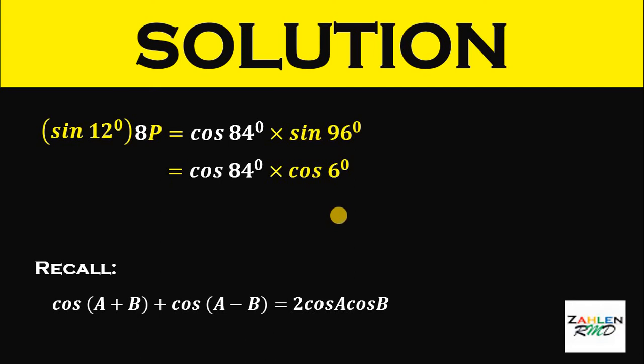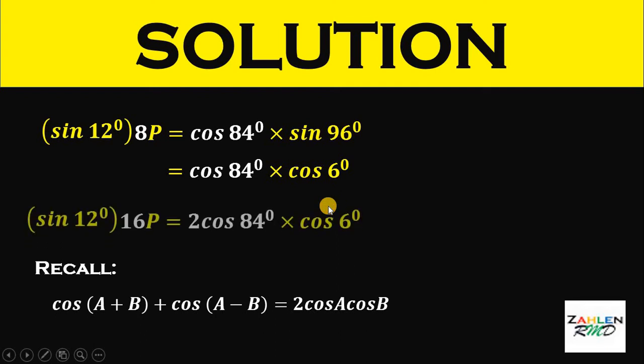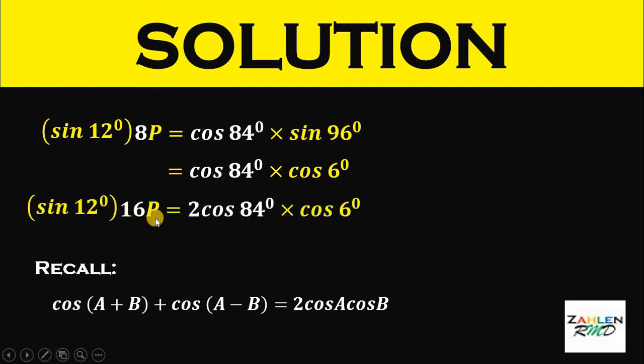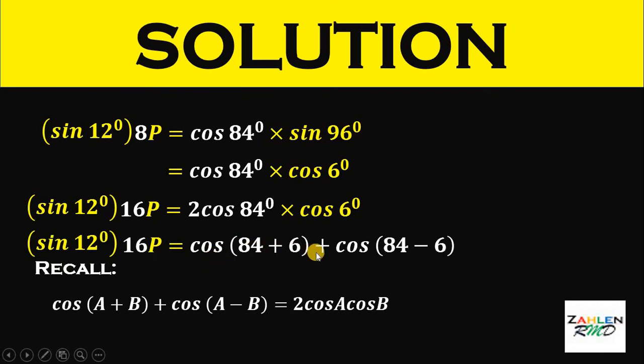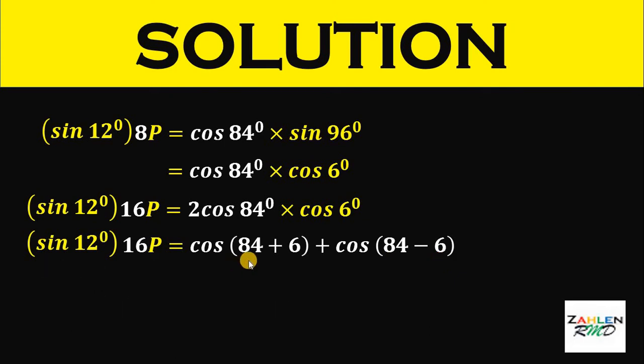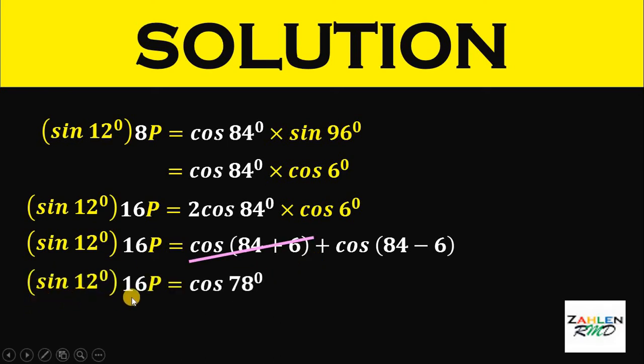So, what we're going to do is to multiply this equation by 2. Therefore, we have sine 12 degrees, this 8p becomes 16p equals 2 times cosine of 84 degrees times cosine of 6 degrees. Now, using this identity on the bottom, we can say that 2 times cosine of 84 degrees times cosine of 6 degrees is equal to cosine of 84 plus 6 plus cosine of 84 minus 6. Now, notice that cosine of 84 plus 6 is the same thing as cosine of 90, and cosine of 90 is simply 0. Therefore, our equation now becomes sine of 12 degrees times 16p equals cosine of 78 degrees, because 84 minus 6 will give us 78 degrees.